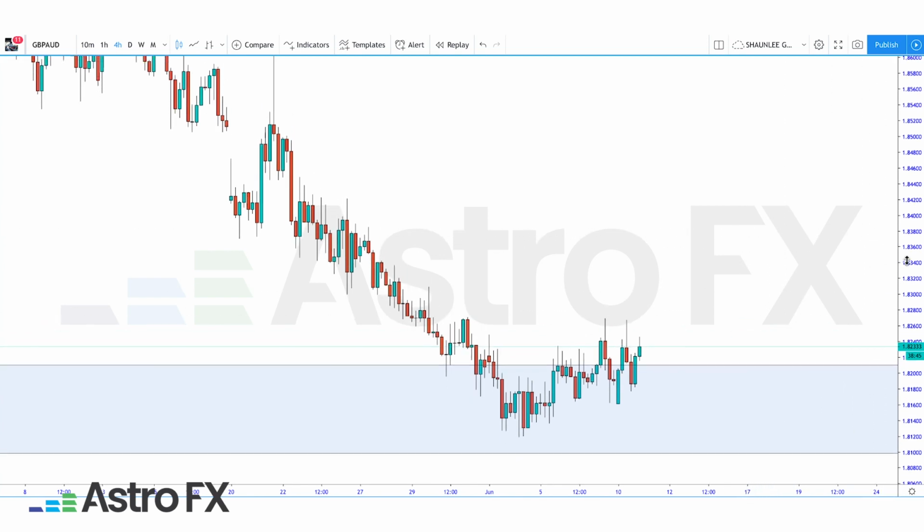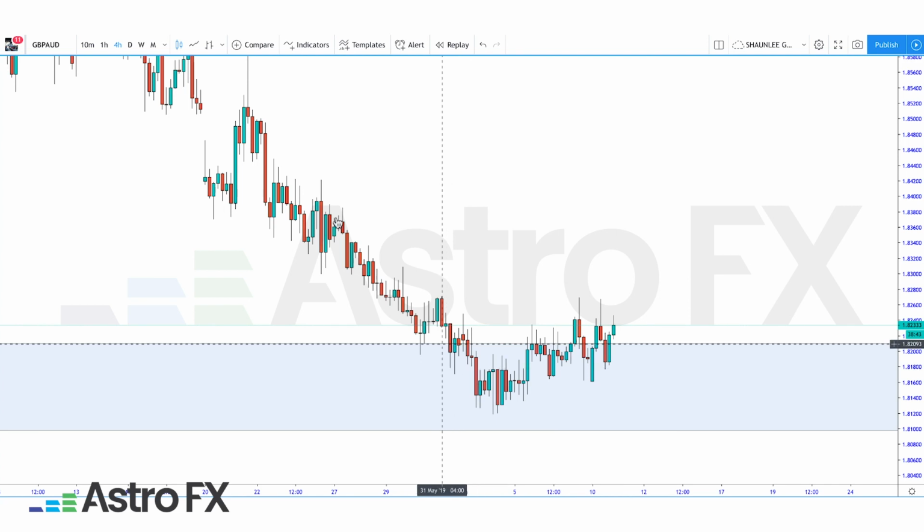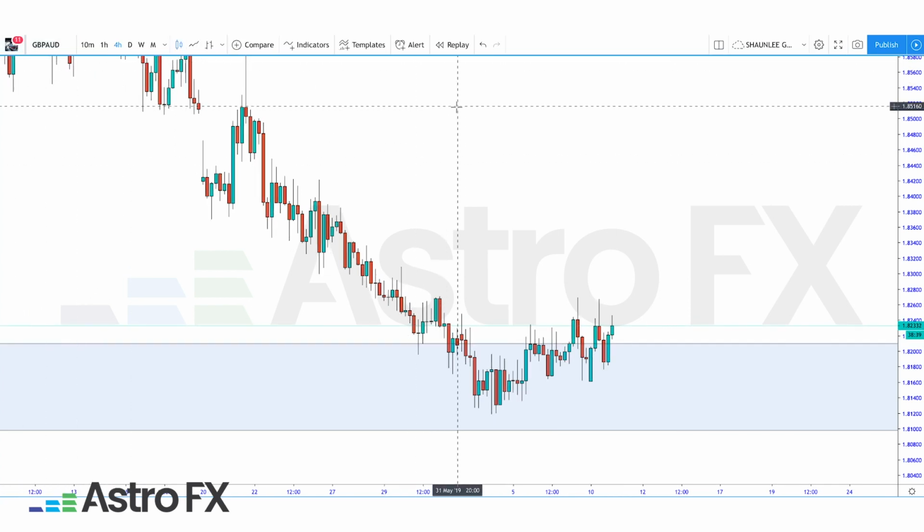So what I'm actually expecting on this pair to actually, again, I don't know where the damn bar has gone on the left hand side.